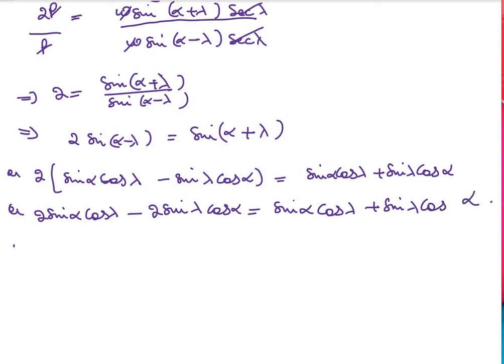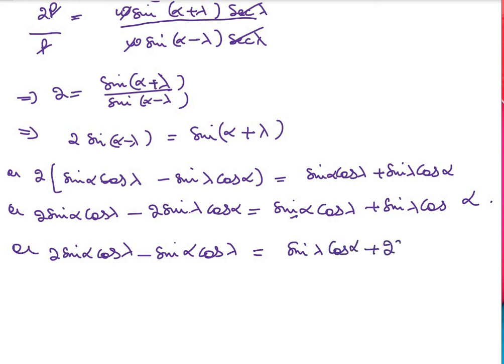So, bring this sin alpha cos lambda to this side. So you'll have twice sin alpha cos lambda. Bring this to the left hand side, you'll have minus sin alpha cos lambda. And whereas you bring this to this side, because of the negative sign, when you take it to the right hand side it becomes plus. So sin lambda cos alpha plus twice sin lambda cos alpha. And from here, what remains, you will get sin alpha cos lambda is equal to 3 sin lambda cos alpha.